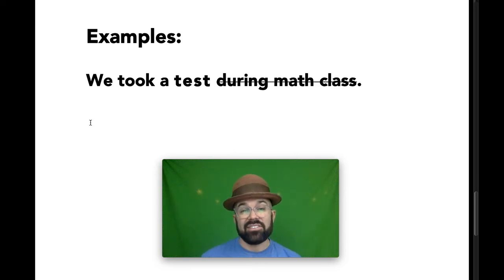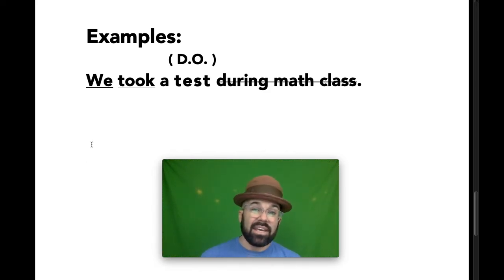During math class is the prepositional phrase. So if we draw a line through that, if we get rid of that, what we have left over is still a complete sentence. We took a test. Now, if we find the simple subject and the verb, we is the subject, took is what we did, finding the direct object is very easy. There's very few words left over. What did we take? We took a test. And so we see that test is the direct object. Test was the thing that we took.